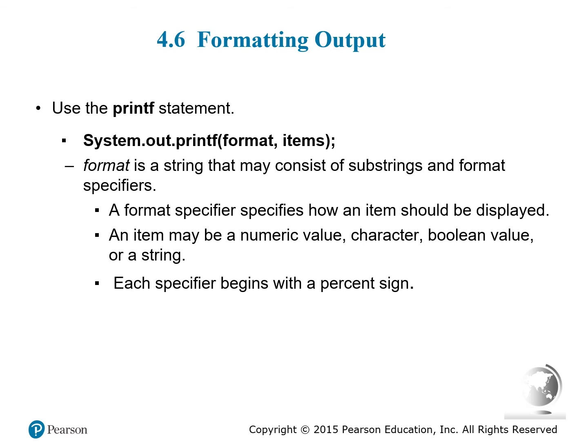The item list must match the format specifiers in number and type. So if a printf statement has 3 format specifiers, there must also be 3 items in the item list. Additionally, if those 3 format specifiers are integer, string, and Boolean in that order, then the items listed must be of type integer, string, and Boolean in the same order as well.